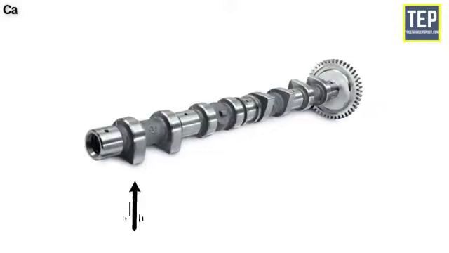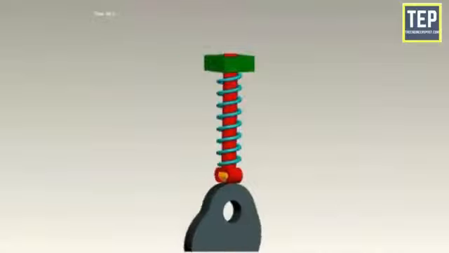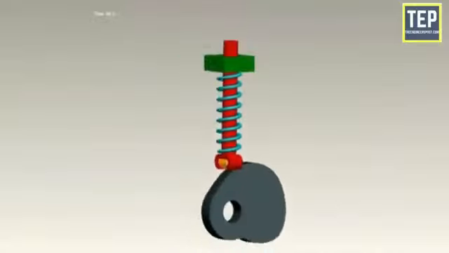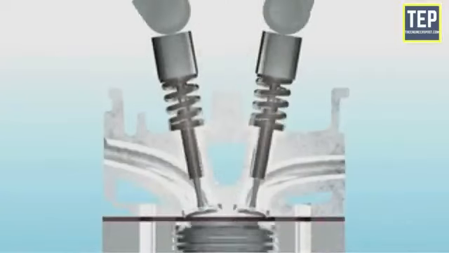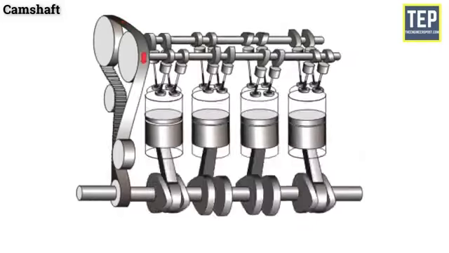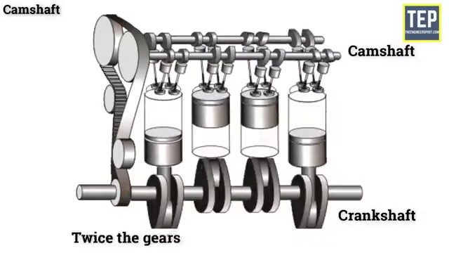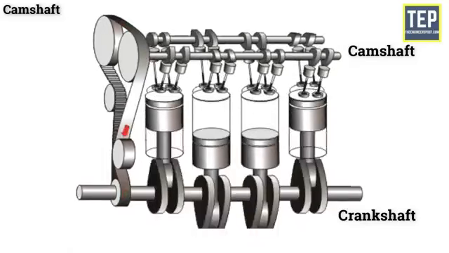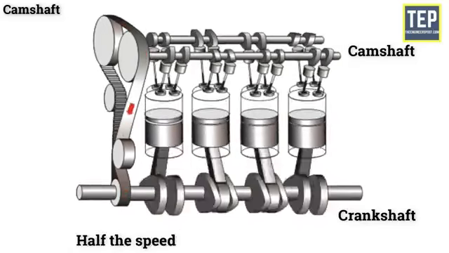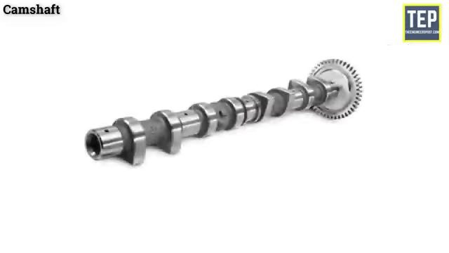Camshaft. A camshaft is a shaft on which cams are mounted. A cam is a device that changes the rotary motion of the camshaft into the linear motion of the follower. It is responsible for the opening of the valves. A camshaft has several cams along the length. The camshaft is driven by the crankshaft, and it has twice as many teeth on its gear as the gear on the crankshaft, and it turns at half the speed of the crankshaft. Camshaft is made from forged alloy steel.